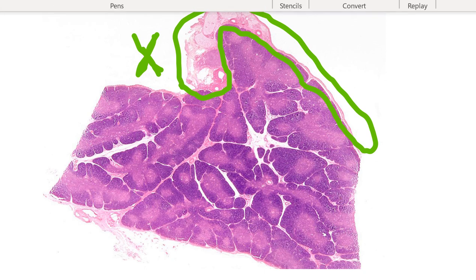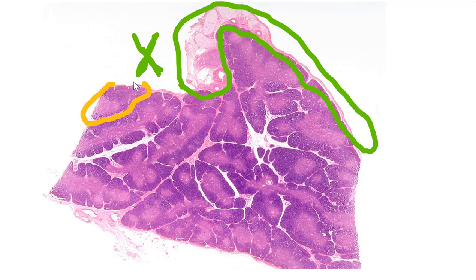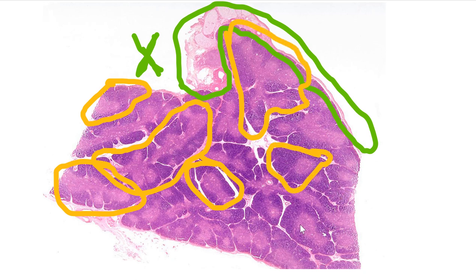and let's change colors. Okay, so this is a lobule. This is a lobule. Lobule here. Lobule here. So you see how they're all kind of separated, right? Lobule. This small one is a lobule here. Okay, so you kind of get the idea.